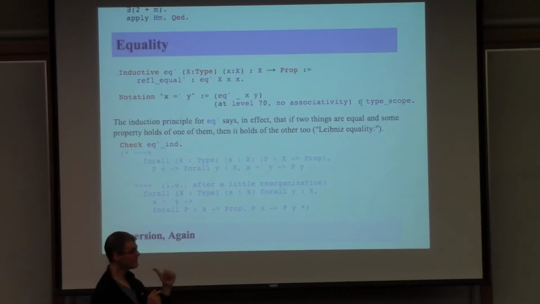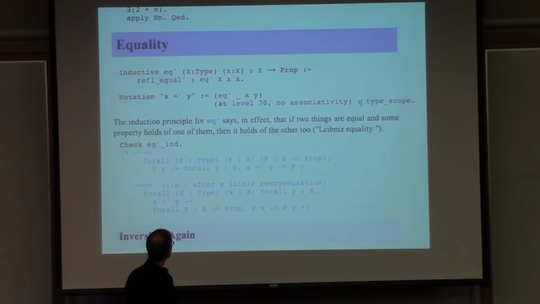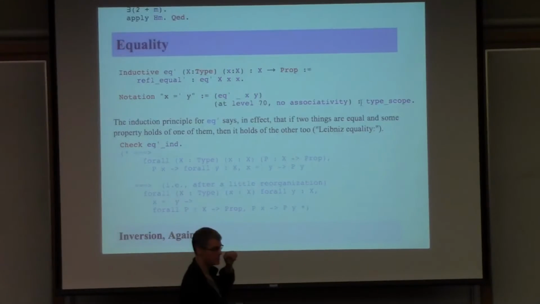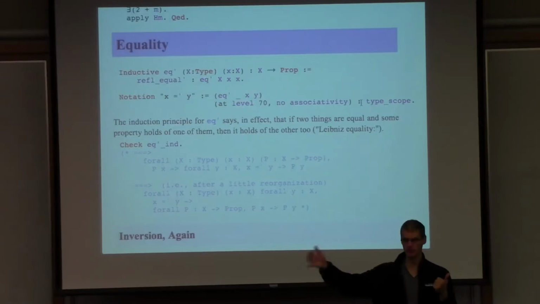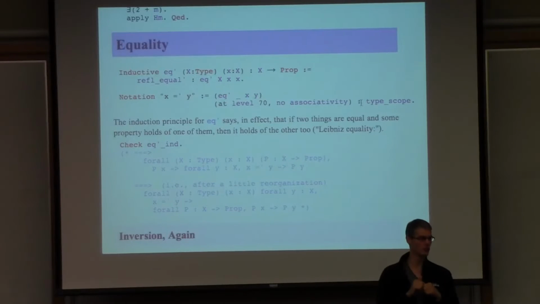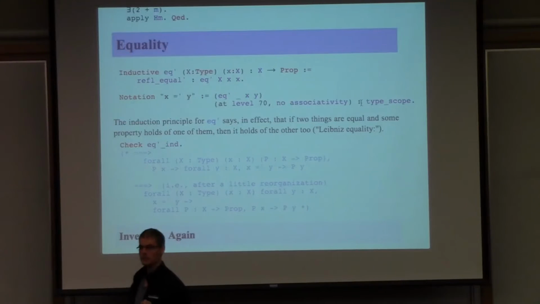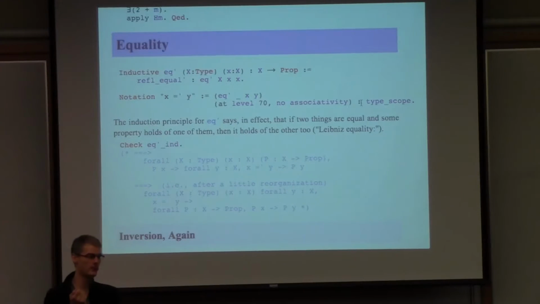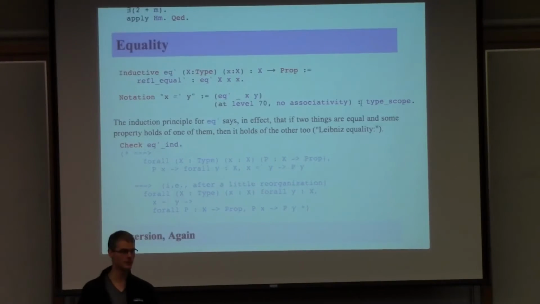Now, when you put things on the left of the colon, they're called uniform parameters. Why? Because they don't vary from one constructor to another. So for example, in the definition of the list data type, the type X of the elements of the list went to the left of the colon. It's a uniform parameter in the sense that all of the constructors of the list type are building lists with the same type of elements. Okay, so the things on the left of the colon are uniform parameters to the inductive definition.